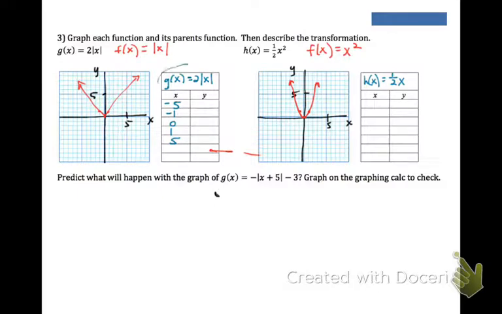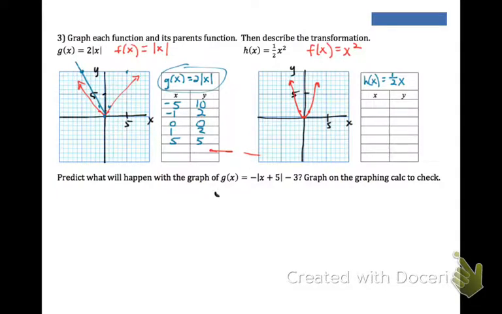So I just do the math here. I'm going to take the absolute value of 5, which is 5, times 2, which is 10. Absolute value of -1 is 1, times 2 is 2, 0, 2, and 5. So now if I graph those points: -5, 10; -1, 2; 0, 0; 1, 2; 5, 10.